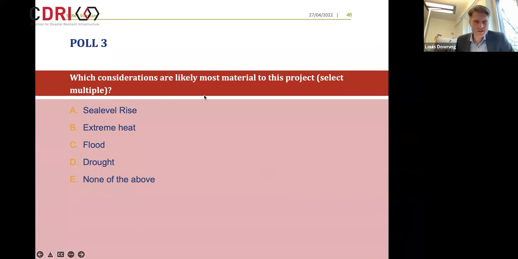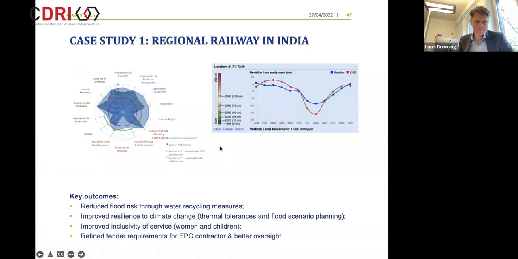Okay, so most people said extreme heat. Then next biggest was flood. Then next was sea level rise, drought, and one person thought none of the above. So let's have a look at how the project scored. This is a snapshot that we do to say, against these different elements, how is the project looking in terms of its current performance in dark blue, and then light blue is its future performance.